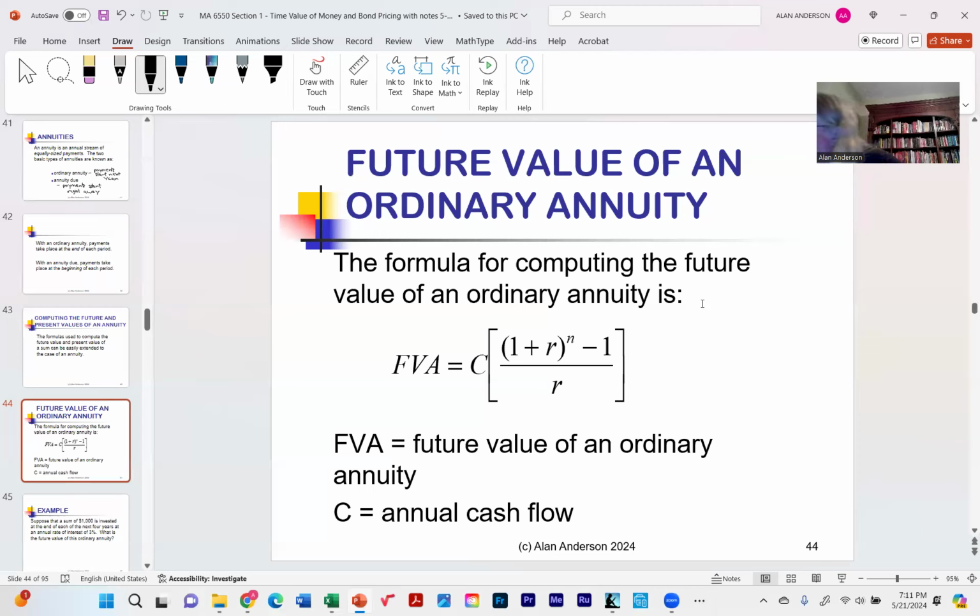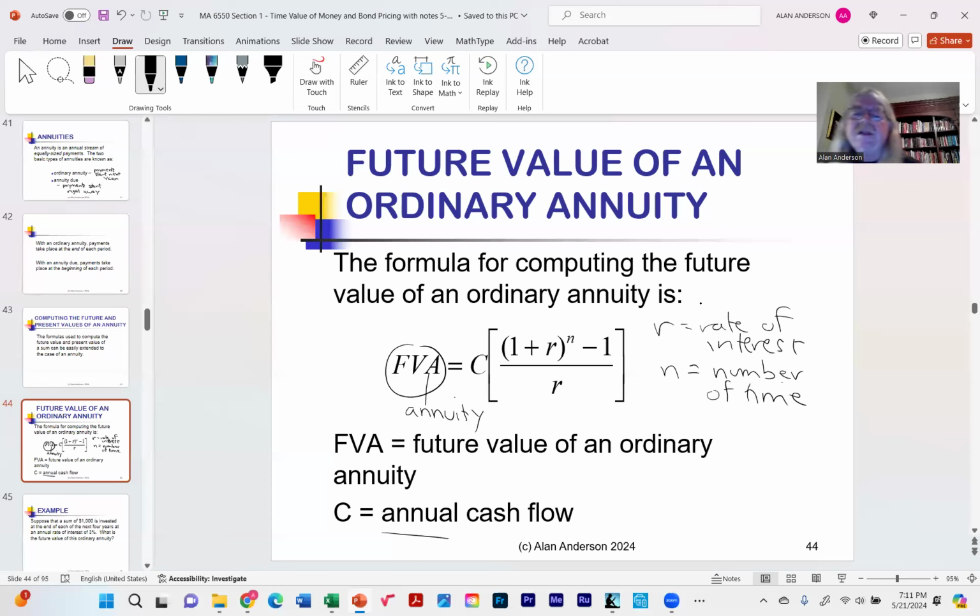Now, if you notice, the notation here has changed a little. FV has been replaced with FVA. The A means annuity. And then the P is gone. P is principal. C is being used to represent instead the annual or repeated cash flow. But r hasn't changed. r is the rate of interest. And n is the number of years or number of time periods. So if this is a 10-year annuity, then n is 10.